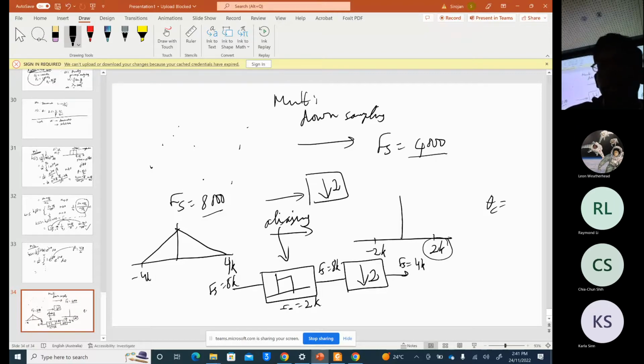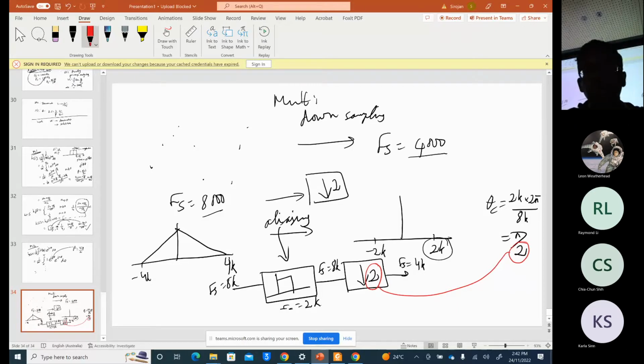So here is downsampling by 2. The cutoff frequency is 2 kilohertz, 2K times 2 pi divided by FS. What is FS here? It has to be 8K. So 4 pi by 8 gives pi by 2. So the cutoff is pi divided by the downsampling factor. That is the cutoff frequency, and that's how you do the downsampling.